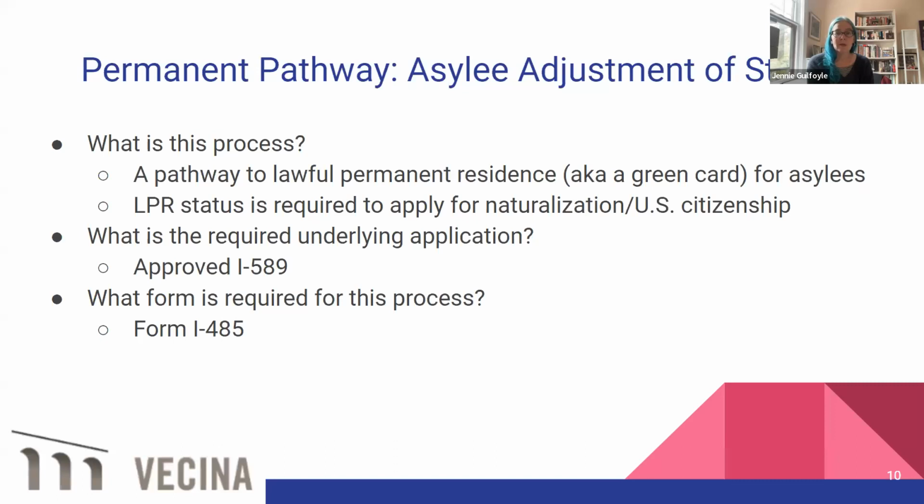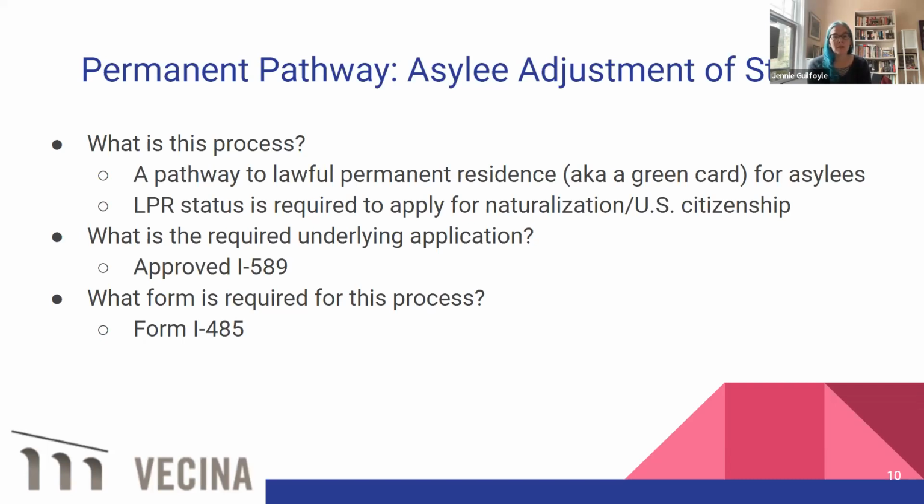Becoming a lawful permanent resident is generally going to be a very good idea for asylees. It provides another layer of protection in the United States, and it is required in order to become a US citizen. In order to naturalize and become a US citizen, you first have to be a lawful permanent resident for a certain number of years.